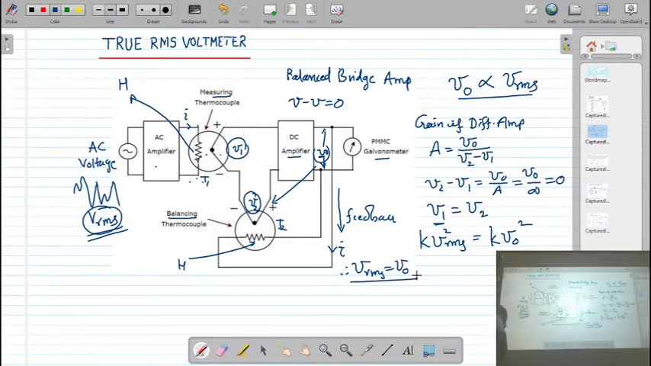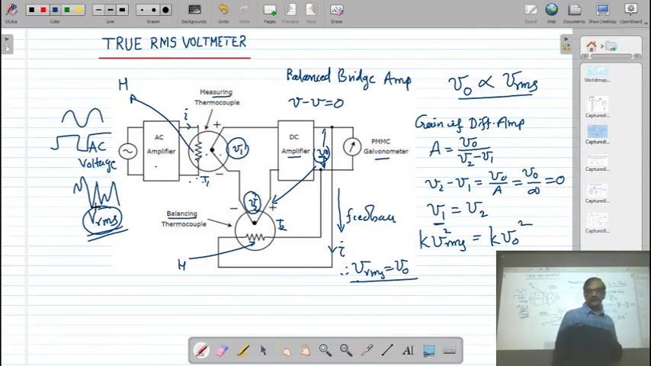So in this meter, whatever the output voltage we have, it is indicating the RMS voltage of your input signal. Correct? So this is known as a true RMS voltmeter. The advantage of this true RMS voltmeter is that instead of a sine wave or a square wave, you can apply any kind of AC signal and you can measure the RMS voltage.